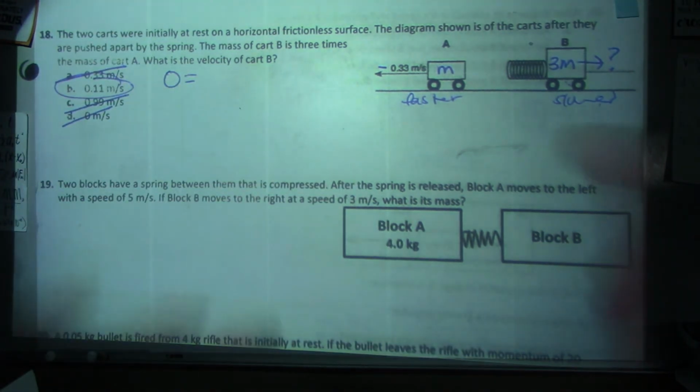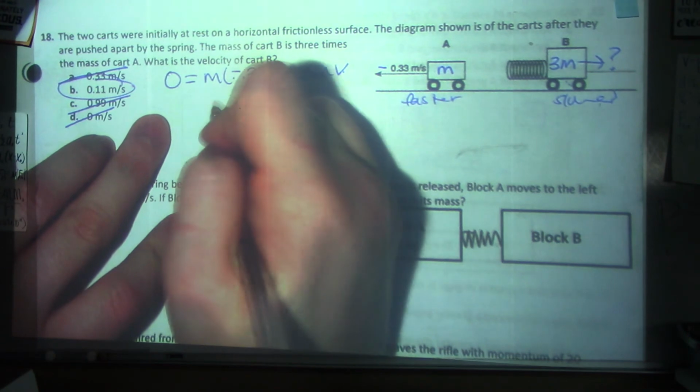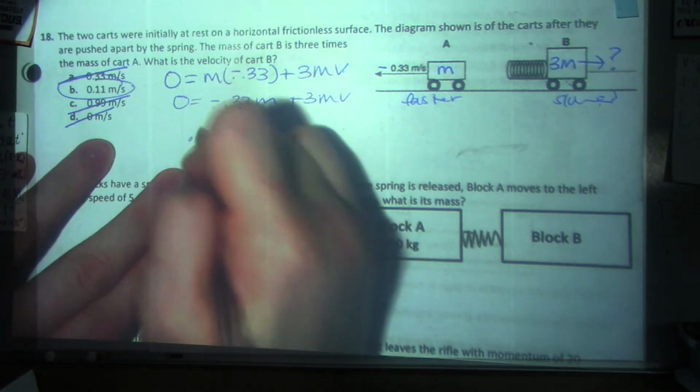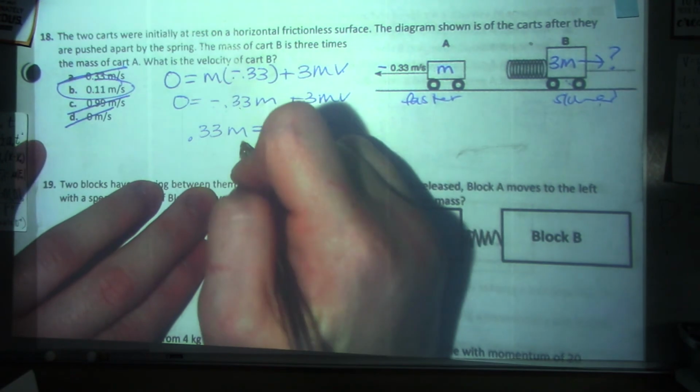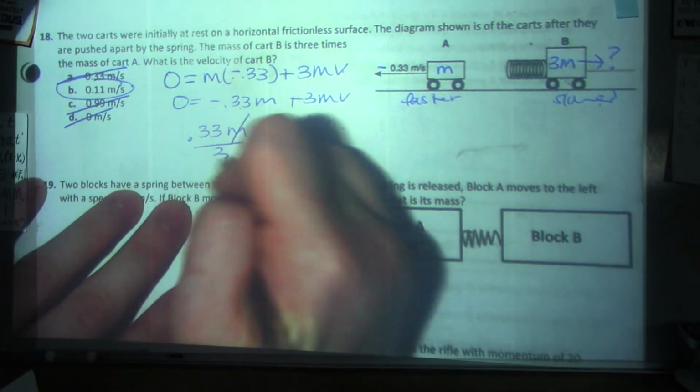Now what you could have done is you could have plugged in m times negative 0.33 plus 3mv, where v is your unknown. This would just be negative 0.33m plus 3mv equals 0. We could move this over. It'd be 0.33m is 3mv. Because both sides we have an m that can cross off, and to get v by itself, you divide the 3 over. 0.33 over 3 is 0.11.